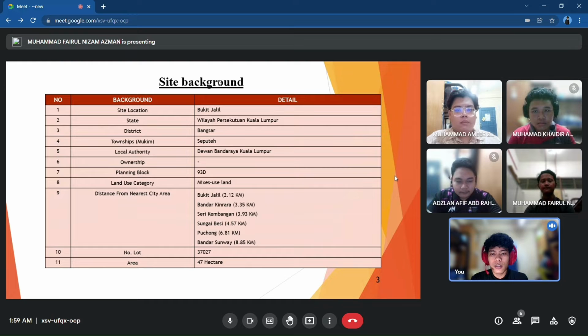Distance from the nearest city area is Bukit Jalil, which is 2.12 kilometers, Bandar Kinrara 3.35 kilometers, Seri Kembangan 3.93 kilometers, Sungai Besi 4.57 kilometers, Puchong 6.81 kilometers, and Bandar Sunway 8.85 kilometers. Our lot number is 37027 and the area is 47 hectares.